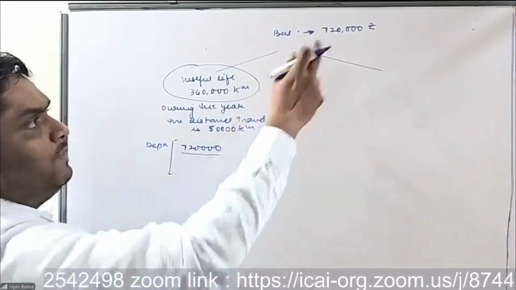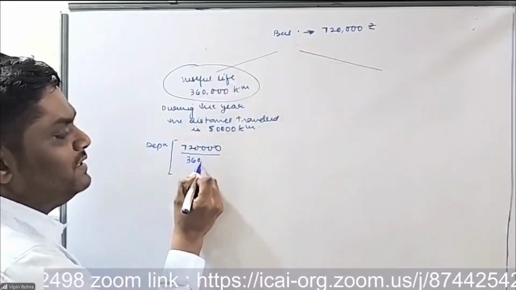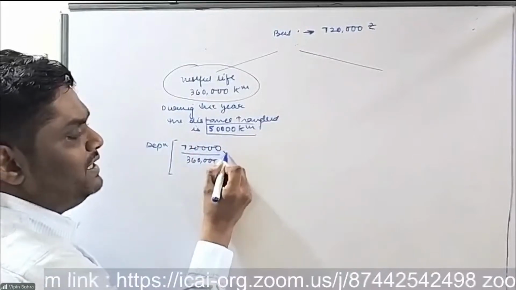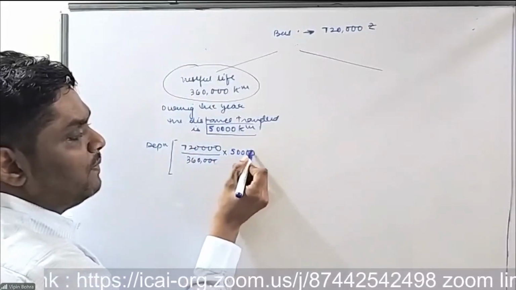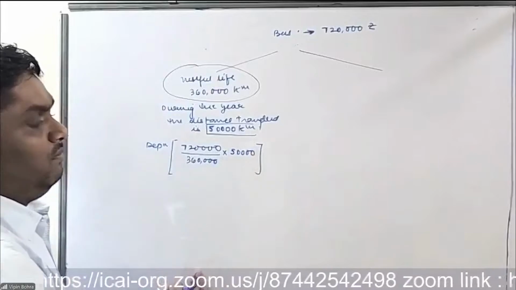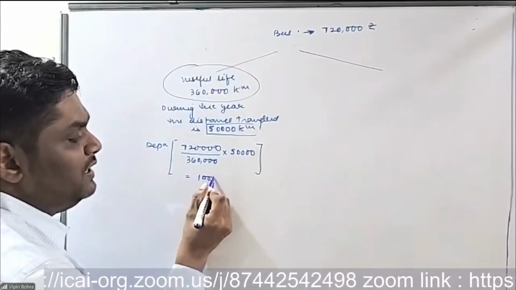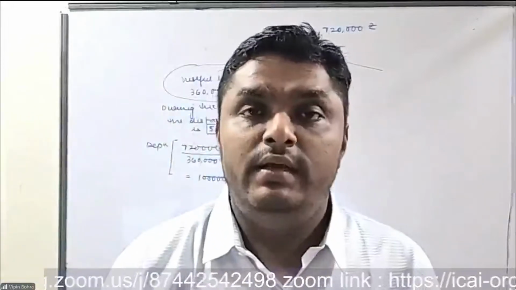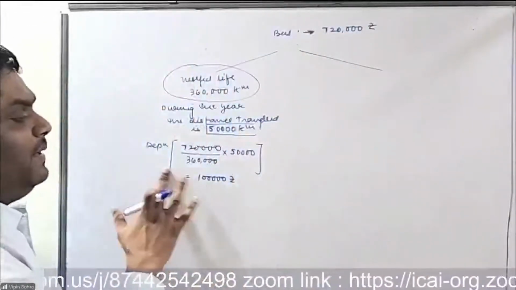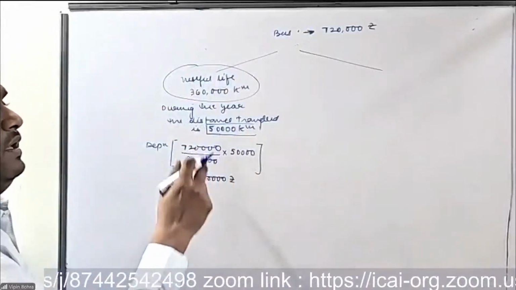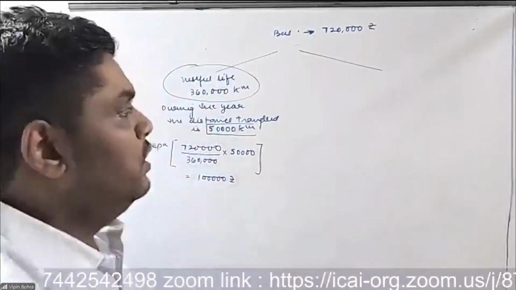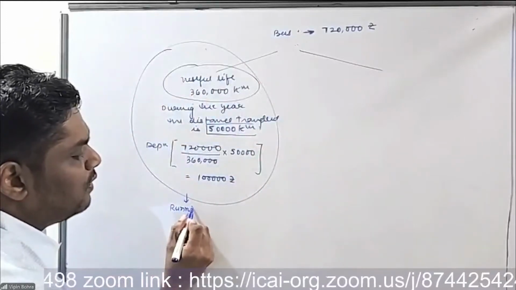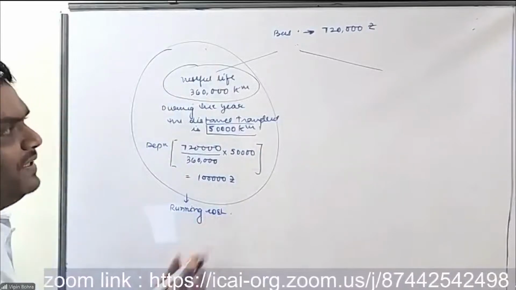7,20,000 is the value of the bus, divided by the useful life, that is 3,60,000 kilometers, and the distance traveled during the year is 50,000. So what will be my depreciation? That is 1 lakh rupees. So this is due to activity. The depreciation is dependent upon the distance traveled, and the useful life is also given in distance. So very important, guys, this will form part of variable cost or running cost. It will not be treated as fixed cost.